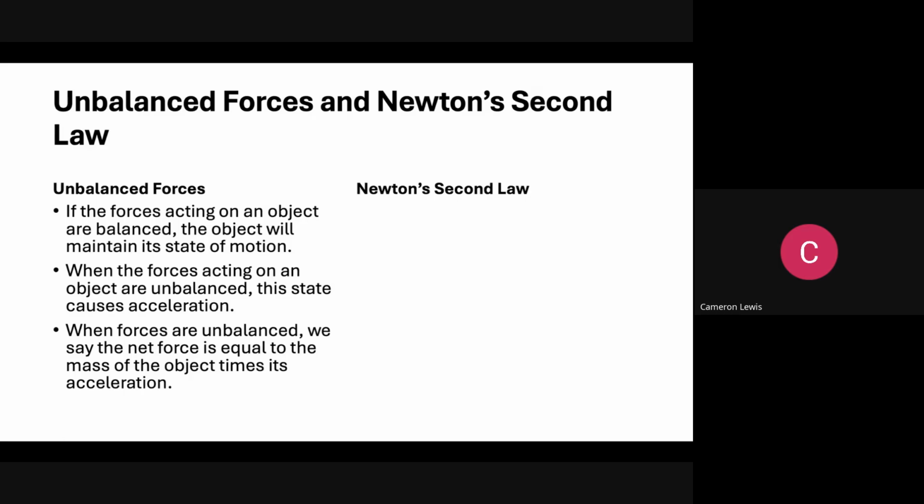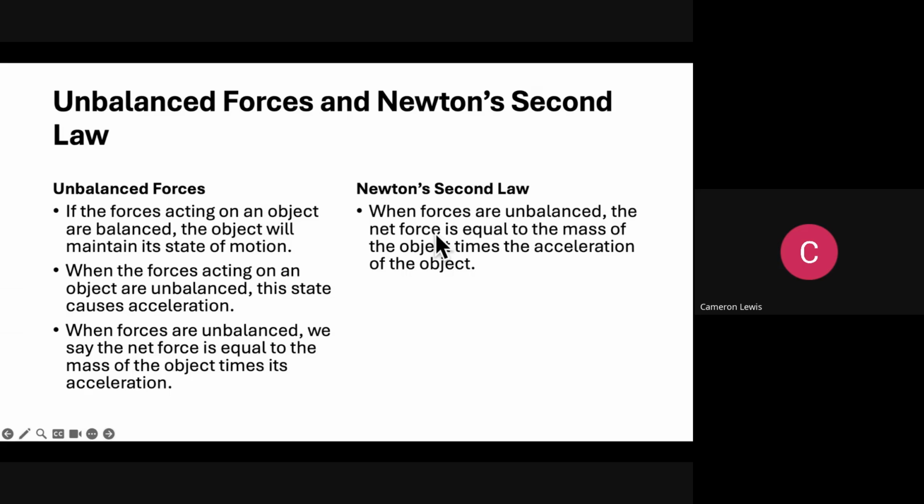That times whatever acceleration is the force to make it unbalanced. So you need some acceleration on top of that mass to actually change something's state of motion. That's what we say. And we measure that in Newton's second law by saying when forces are unbalanced, the net force is equal to the mass of the object times acceleration.